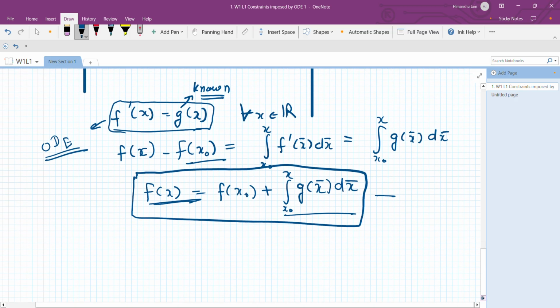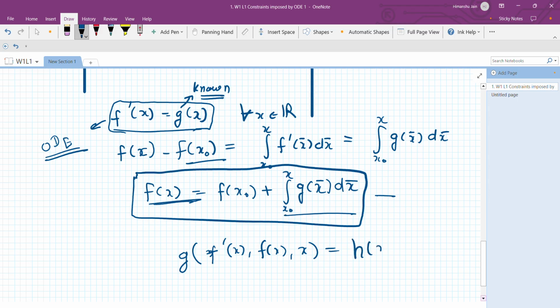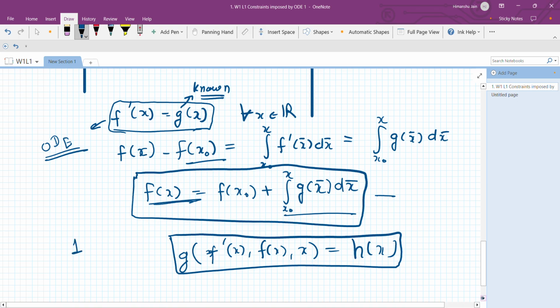In general, a differential equation is a relation between, say, suppose I have a first order differential equation. First order differential equation means the highest order of derivative in that equation is 1. So in general, any first order ODE can be represented as f dash x = h(x, f(x)). This is the general representation of a first order ODE. It relates f dash, f and x with some known function h(x). h(x) is a known function.